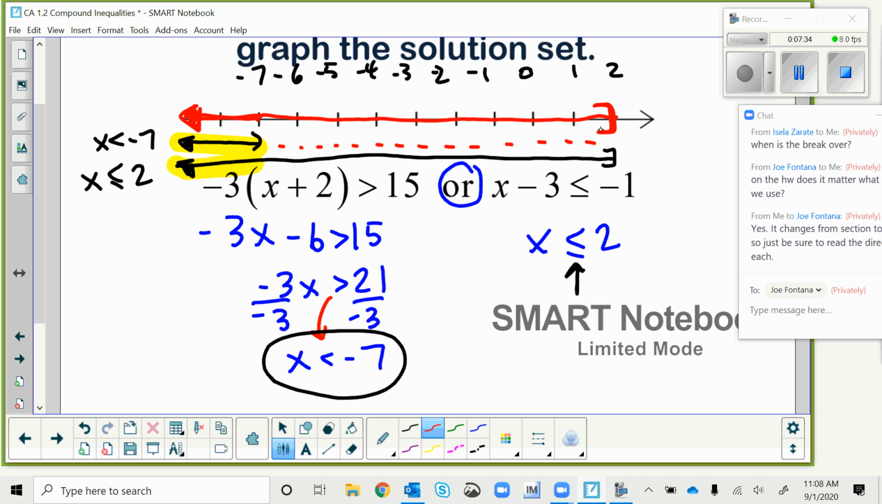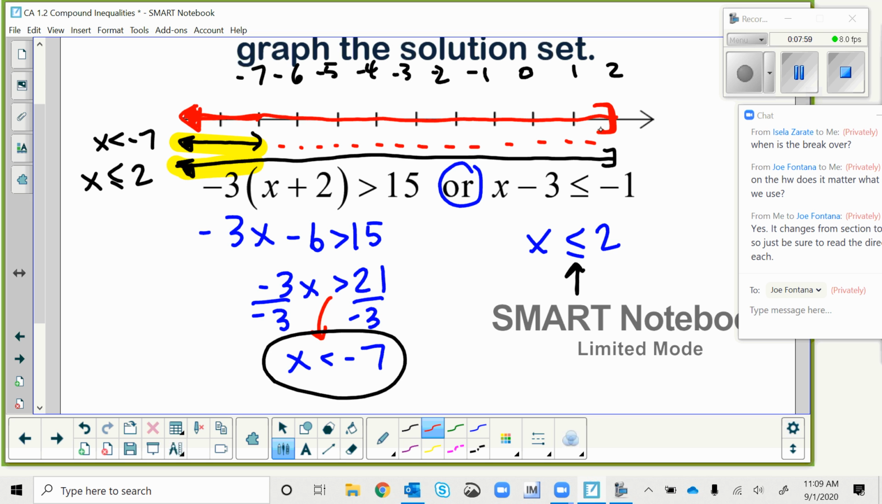Those 2 black number lines that I put underneath, that was my work or my thought process. Those were not my answers. The red thing is the answer. If you pick any number on that red line, it will satisfy either the first inequality or the second one.